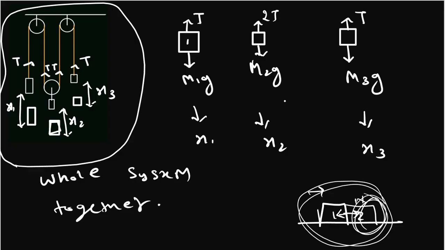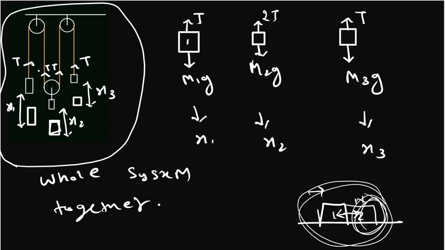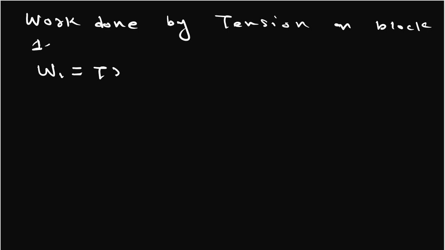So here, work done by tension on block 1. What will the work done on block 1 be? See, tension is upward, displacement is downward. Tension is T, displacement is x1. So we can write T x1, but with a negative sign.